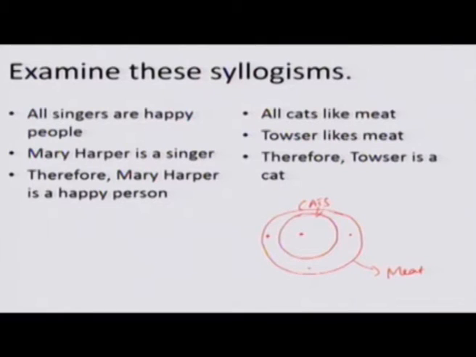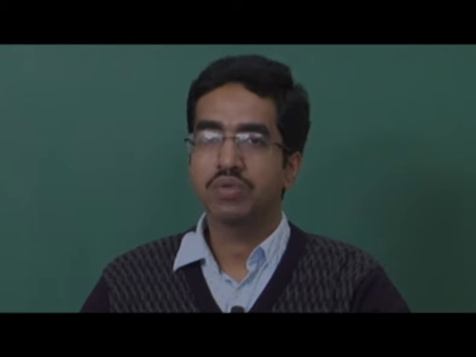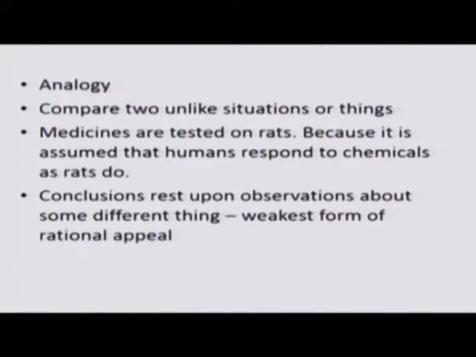So, this is how we examine syllogisms and decide whether the conclusion reached is logical or not. Next thing is analogy. So, we compare two unlike situations or things, then on the basis of that we reach some conclusion. For example, medicines are tested on rats because it is assumed that humans respond to chemicals as rats do. So, there is some kind of similarity assumed between rats and human beings. So, medicines are first tested on rats.